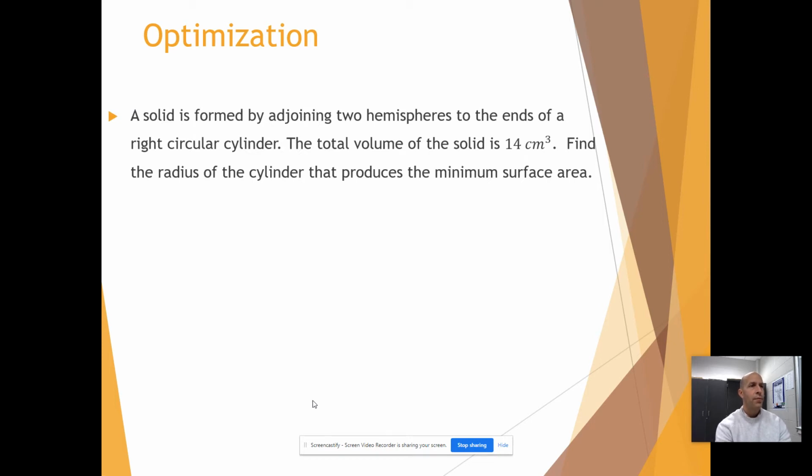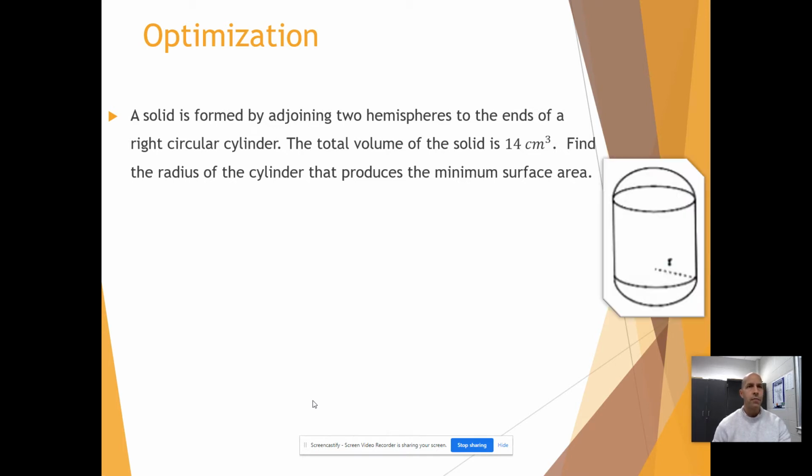So here's the problem. It says a solid is formed by adjoining two hemispheres to the ends of a right circular cylinder. The total volume of the solid is 14 centimeters cubed. Find the radius of the cylinder that produces the minimal surface area. So I found this image, which is the closest thing I could find to a cylinder with hemispheres on both ends of it. So this is the shape that we're looking at.